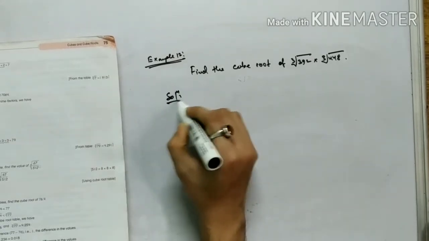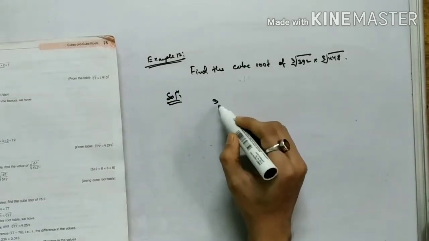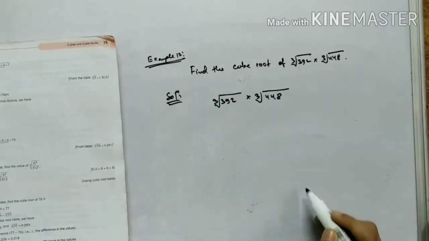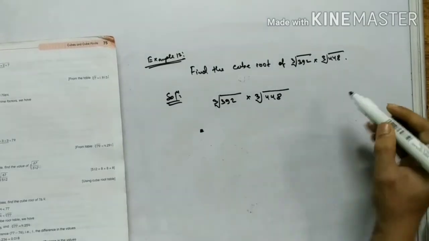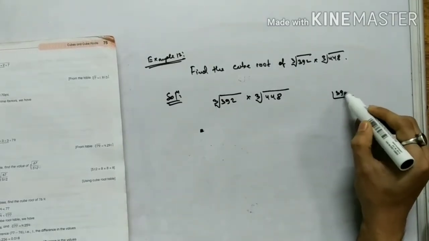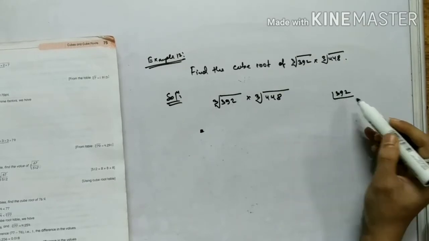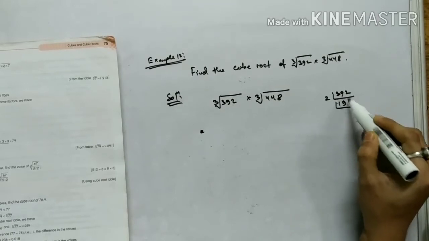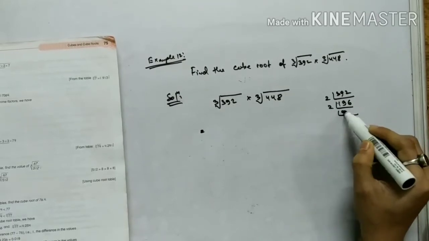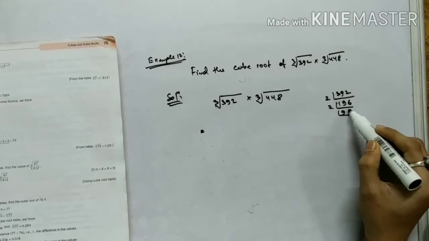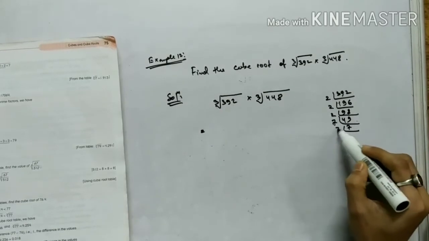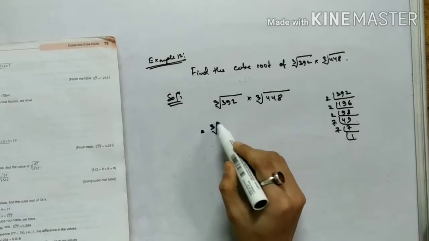So in the solution, you see the cube root of 392 into the cube root of 448. First of all I will do the prime factorization of 392. 2 ones are 2, 2 nines are 18, 2 sixes are 12, 2 eights are 16, 2 fours are 8, 7 7s are 7, 7 ones are 7, 1. So this is the cube root of this one.